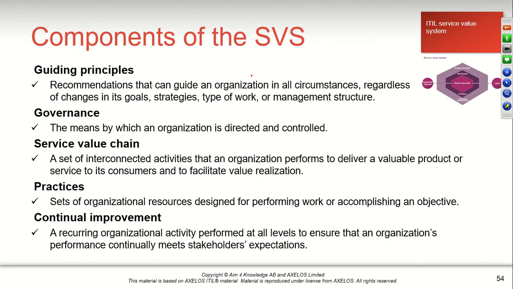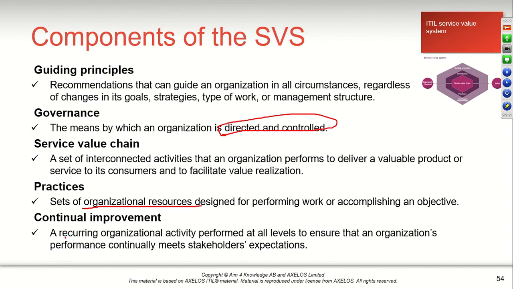Okay, and then we'll talk about the components. There are five of them: guiding principle, which is a recommendation; the governance, which is the way an organization is directed and controlled. The way an organization is directed and controlled is called governance. We'll talk about the service value chain. Service value chain is an interconnection of activities that is being performed to deliver products. We'll talk about practices, which is referred to as a set of organizational resources designed for performing work and accomplishing an objective. We'll also talk about the fifth component, which is the continual improvement.